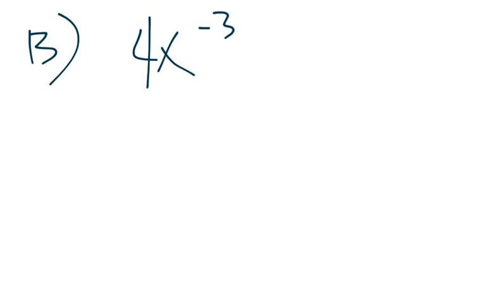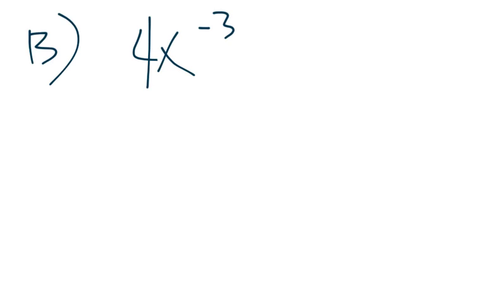Now we have number 13. We have 4x, whoops, there's no parentheses. So 4x to the negative 3rd. So this is a little tricky.